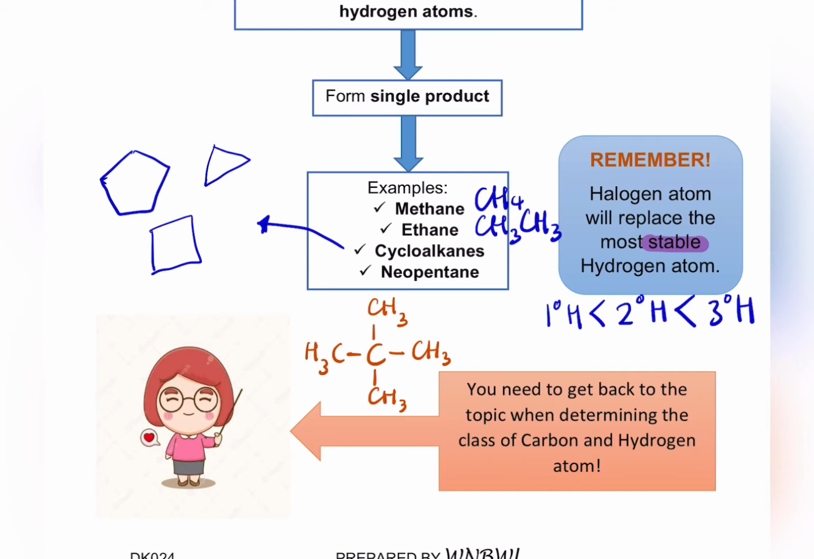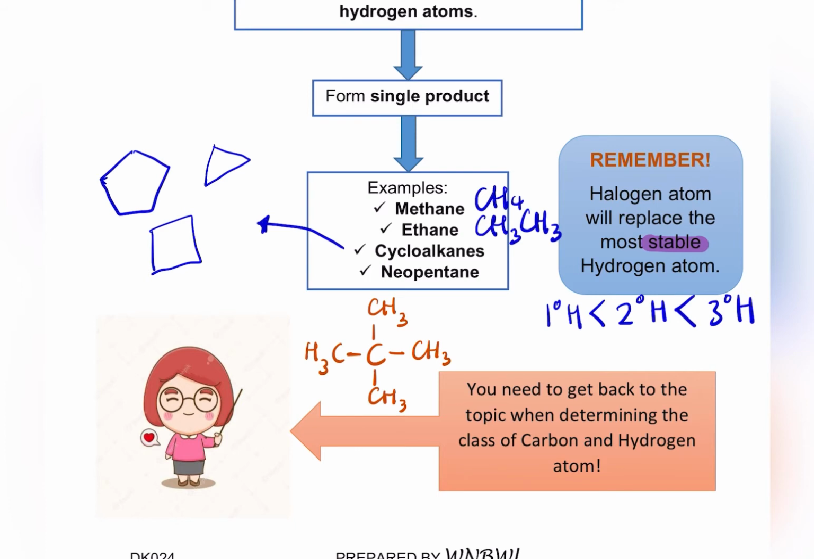For example, you have a molecule with many different classes of hydrogen atoms. If the question asks you to show the mechanism for free radical substitution, you only show the mechanism for the most stable hydrogen atom, which means you show only the major product. The rest you can only show as the minor product. But when showing the mechanism, please remember, choose the most stable hydrogen atom in your alkane. So I hope you can still remember how to give the class of hydrogen, which depends on the class of carbon atom.